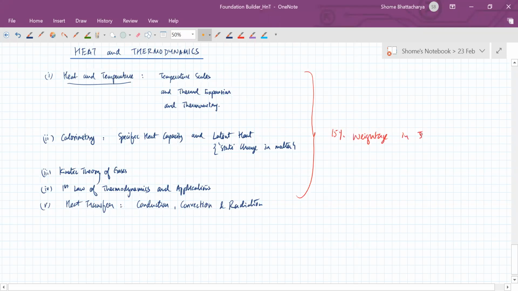Okay. And it's comparatively easier than mechanics. So we should be able to find it easier to solve. Okay. So comparatively, it is more scoring compared to chapters like friction and Newton's laws of motion and work energy. Somewhat easier to follow also.